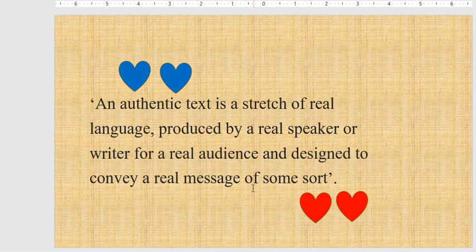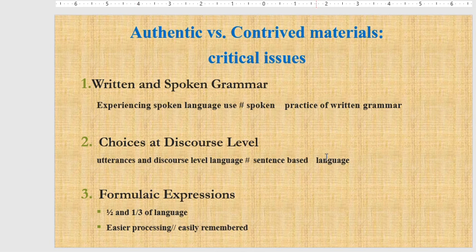Now, what are the features and advantages of authentic text, and why do we argue that textbooks should use authentic texts and tasks instead of non-authentic materials? There are some critical issues against which we should consider authentic and contrived materials. First, written and spoken grammar. What is the difference between authentic and contrived materials?